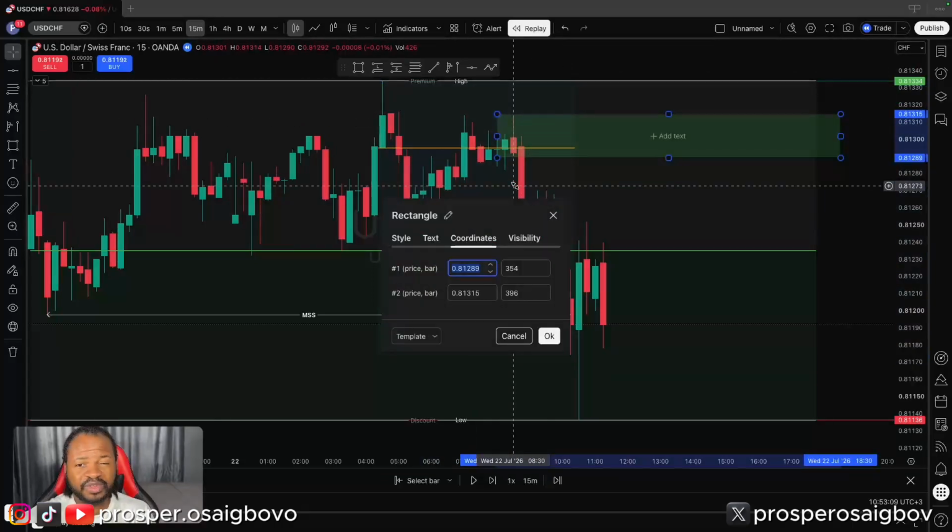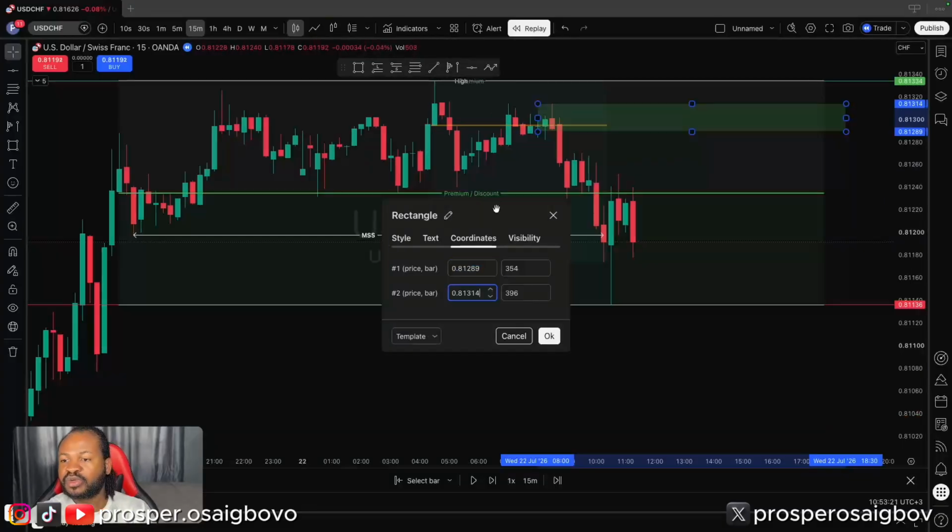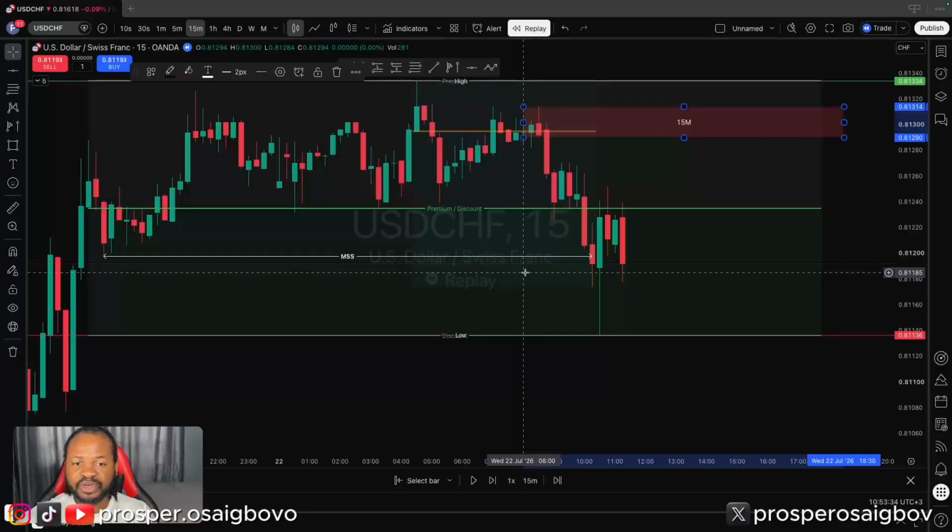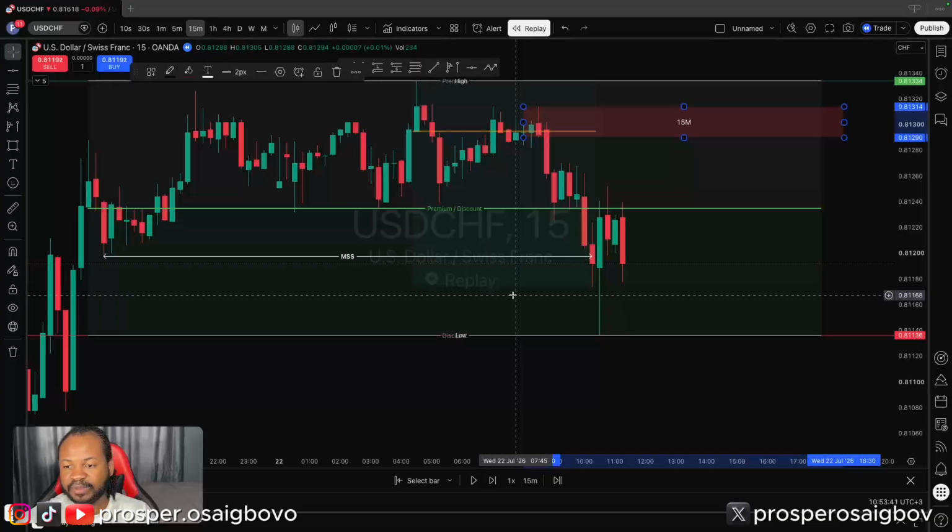Now, it's not really an A plus setup because we are going against the trend. So this is going to be a counter trend trade, so I'm going to be in and out as quickly as possible. Now, I do not manage trades. I don't like it. So if I have a very good zone, I want to sell from premium back into discount, right?